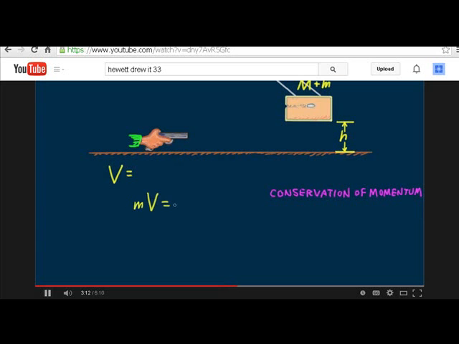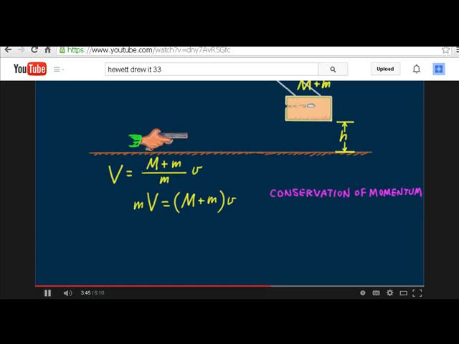mV equals (M plus m) times little v, where little m is the mass of the bullet, big V is the bullet's velocity, what we're looking for, big M is the mass of the block, and little v is the velocity of the block with the bullet immediately after collision. So, we see that big V equals the sum of the masses over the little mass times little v.